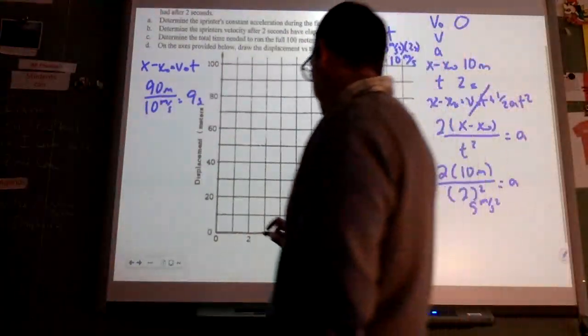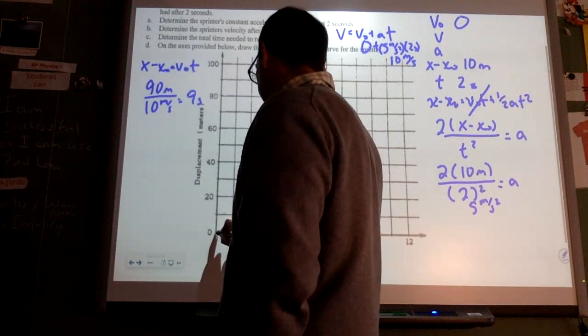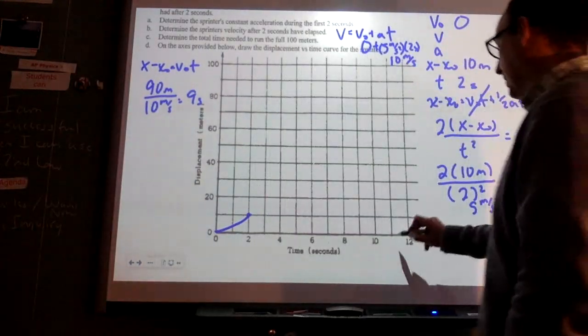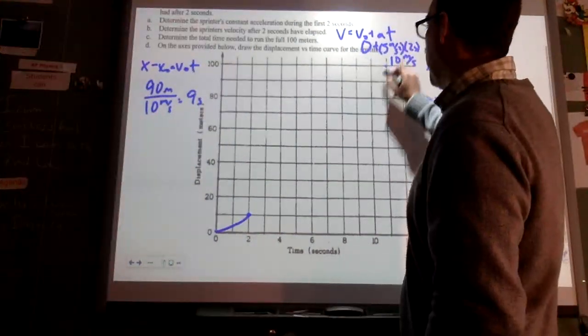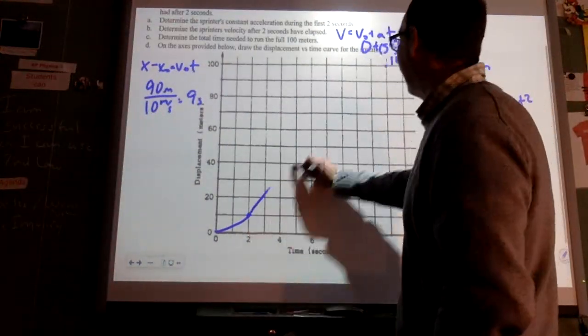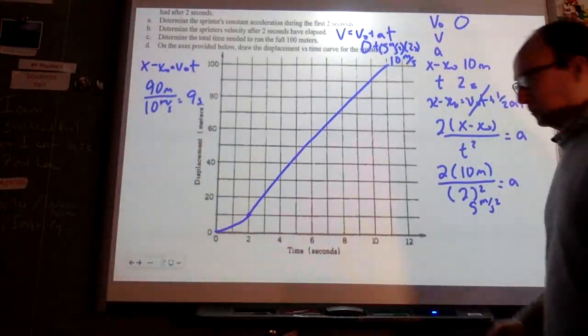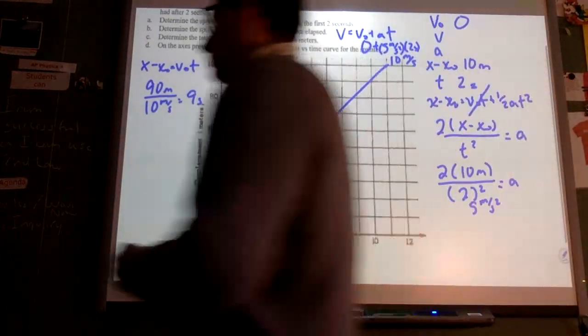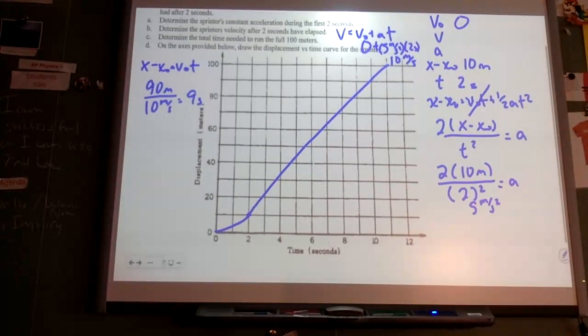So for the first 2 seconds, I'm going to have a curved line. You guys will be able to do better than this. And at 11 seconds, I'm going to be there, and this should be a straight line. I'm pressing the clicker, and I don't have it in the computer. Imagine that.